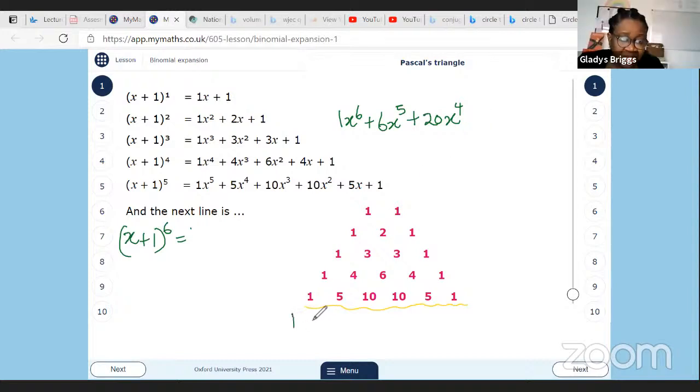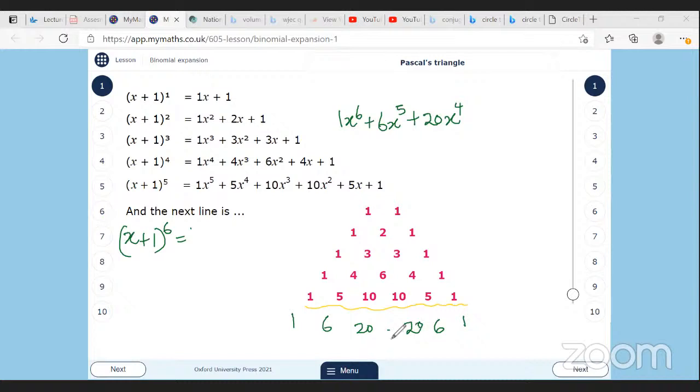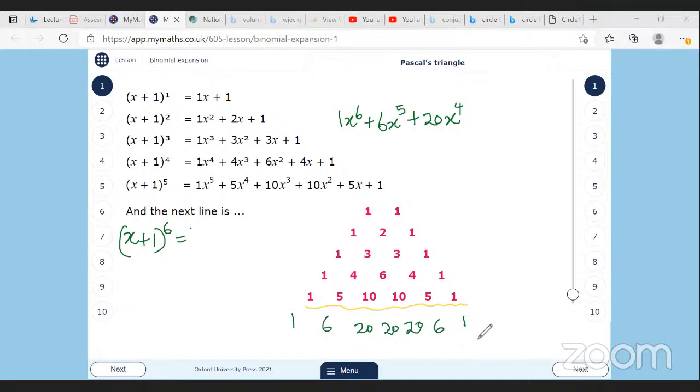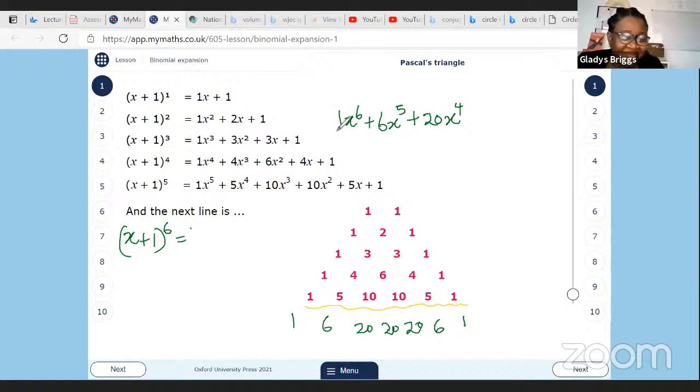So you would have 1 here. Then this 2 will give you 6. This 2 will give you 20. This 2 will give you 20. And this will give you 6. And this will give you what? 1. Oh gosh, have I messed it up now? I think you're right. This would give you 6. Then 20. How many 20s are there? 3. Yeah, it's 3 20s in the middle. Okay. Right.